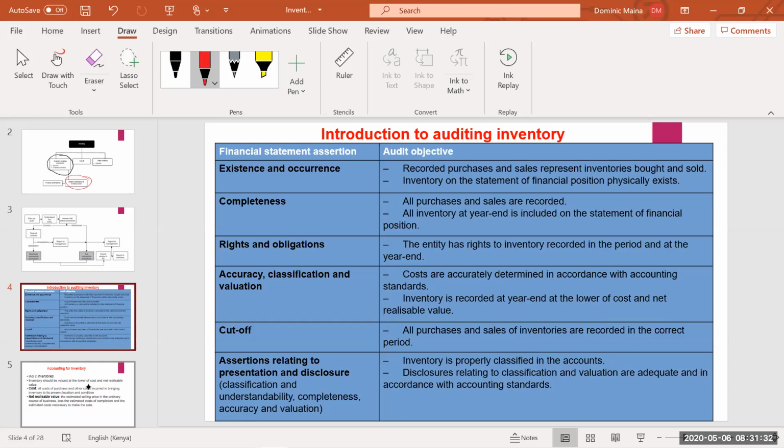Existence and occurrence. In the case of existence: do the inventories the company seems to be reporting on the balance sheet actually exist? Are they there, or is it just a hoax? Do they actually exist? If they're physical inventory, can we go and see them? Can we count them?